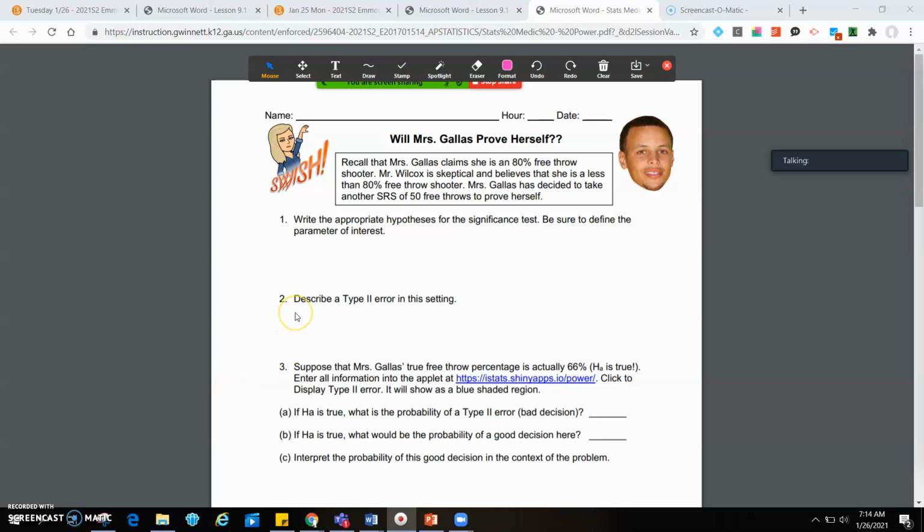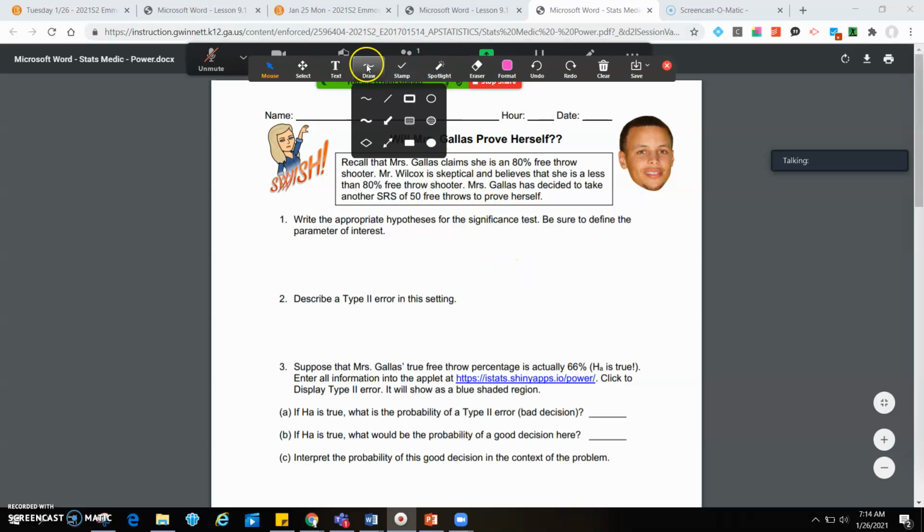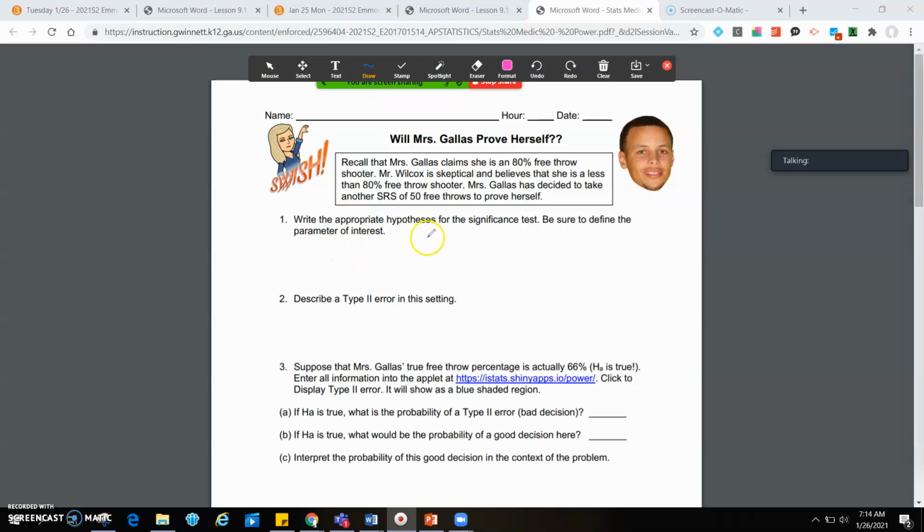So recall that Miss Gallus claims that she's an 80% free throw shooter. Miss Wilcox is skeptical and believes that she is less than an 80% free throw shooter. Miss Gallus has decided to take on another simple random sample of 50 free throws to prove herself. Okay, so write an appropriate hypothesis for the significance test. Be sure to define the parameter of interest.